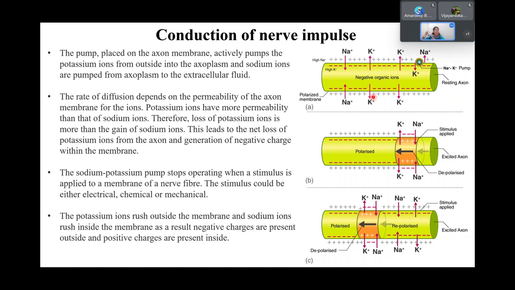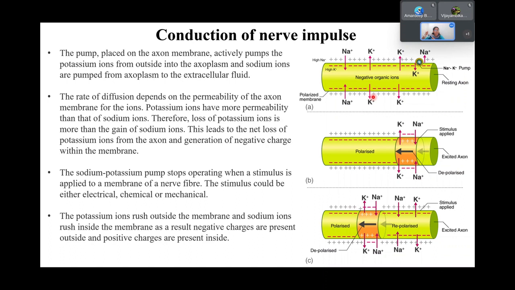And this is what I mentioned a while back, that potassium ions have more permeability. So there is a loss of potassium ions which is more than the gain of sodium ions. Sodium ions are not coming inside, but the potassium ions, which should have been inside, keep going out because of the leakiness. That's why there is an overall net loss of potassium ions from the axon. And because there is loss of this positive charge, at resting state it is more of a negatively charged membrane.